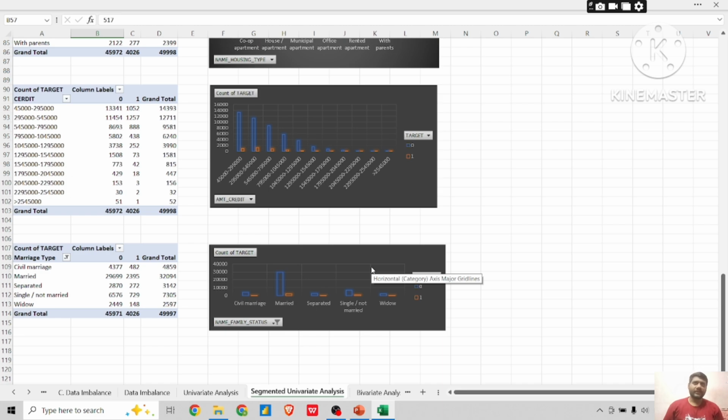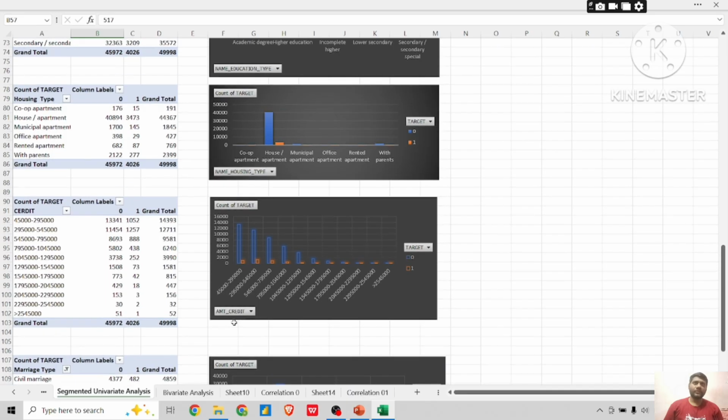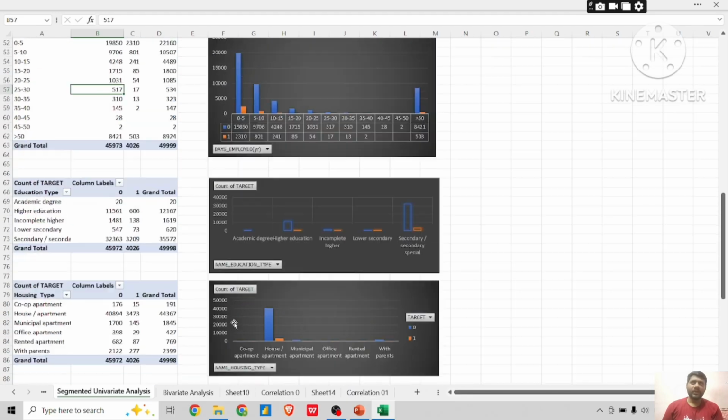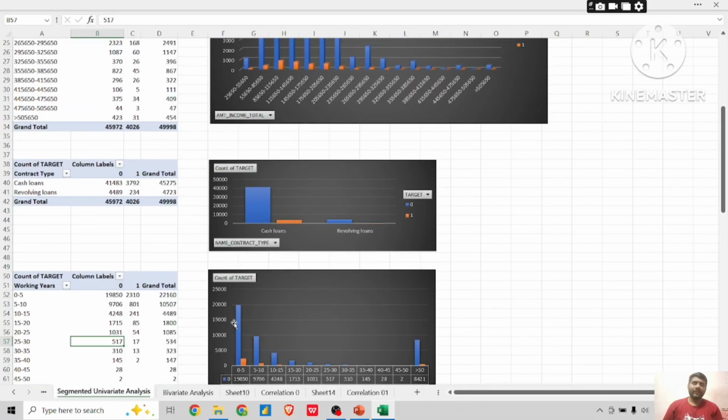Marital status versus target: married individuals form the largest group and have the highest count of defaults by volume. Separated and single, not married groups have proportionally higher default rates. Marital instability may correlate with higher credit risk. Contract type versus target: cash loans dominate the dataset and the defaults also. Revolving loans have a smaller population but slightly higher proportional default rates. A revolving loan could pose a higher risk per customer, though they are fewer in number.